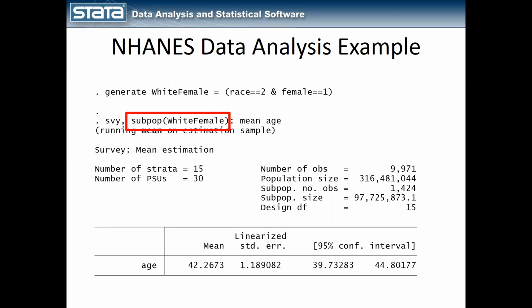It is possible to put just race equals 2 and female equals 2 inside the subpop option for svy. You can do that, but I've kind of gotten this weird habit of defining my subgroups as an indicator variable and then putting those in the subpop option. It's up to you, but either way will work. But the main thing you should not do is use if. Don't type mean age if race equals 2 and female equals 1. Do it this way with the subpop option.